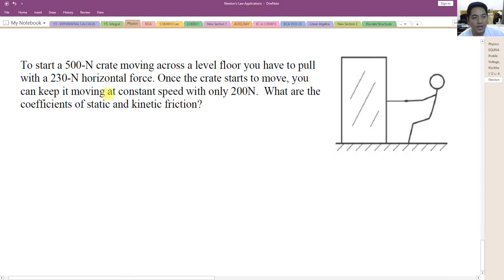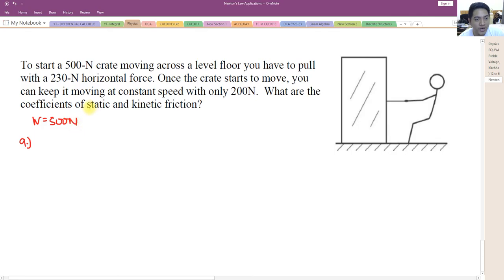Of course, we know that friction is the opposing force that opposes the direction in which it is being pulled. So that's the friction force, the opposing force to the direction of the movement of the object. So it says that we have a weight of the crate, that's 500 Newtons. And to start the 500 Newton crate moving across a level floor, you have to pull it with 230 Newtons. So what is that 230 Newtons?